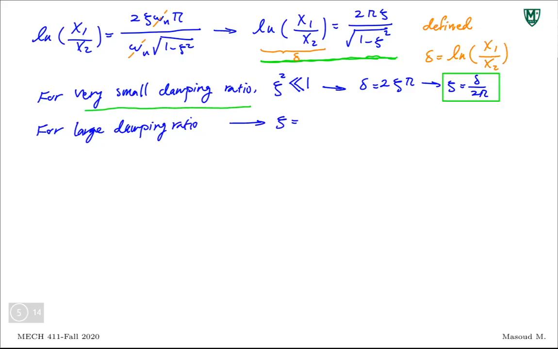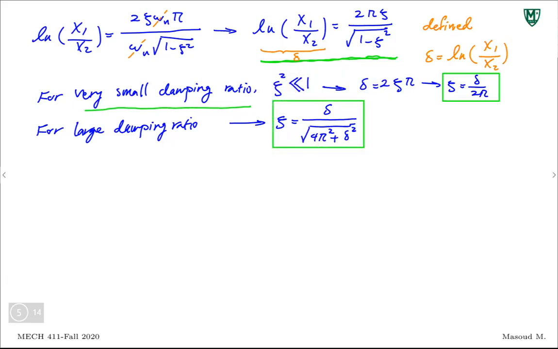So what I write here comes from that equation, but I try to write zeta as a function of the rest of it. Right now delta is equal to something. I take zeta out, and I want to write zeta as a function of delta. So that becomes delta over the square root of 4 pi squared plus delta squared. Now this is the relationship that you use more than 90% of the time.